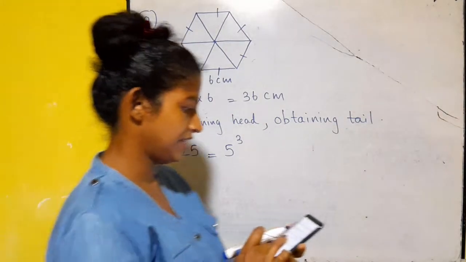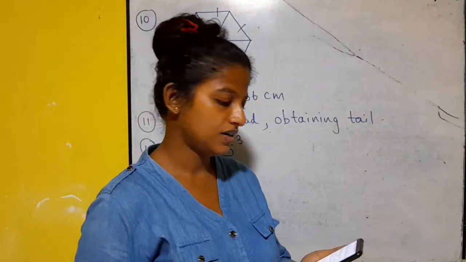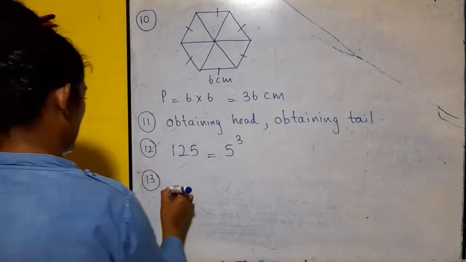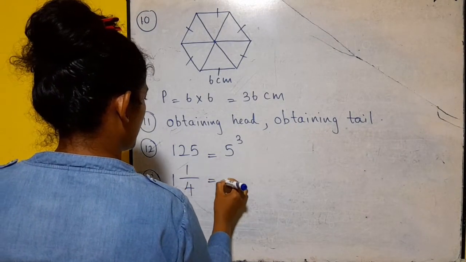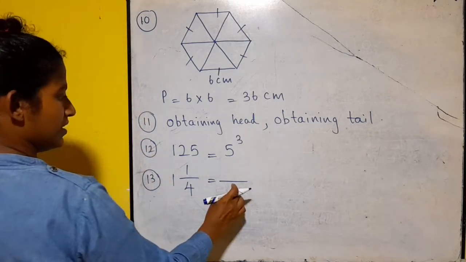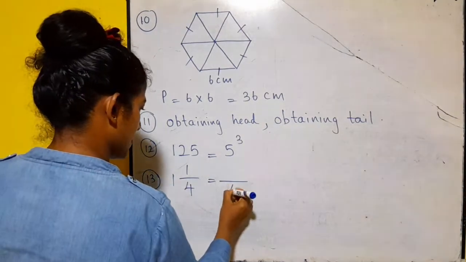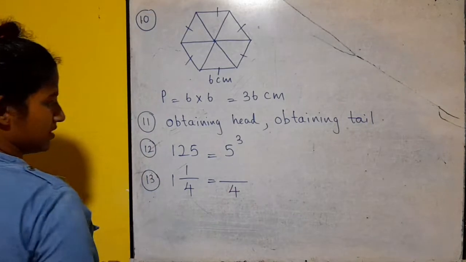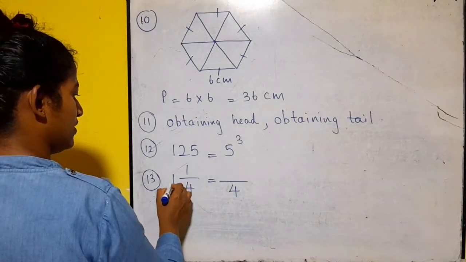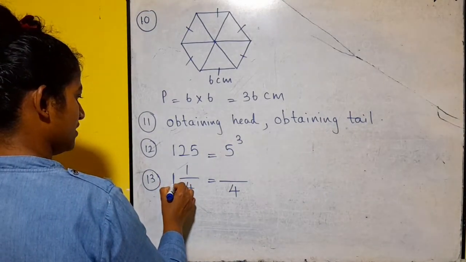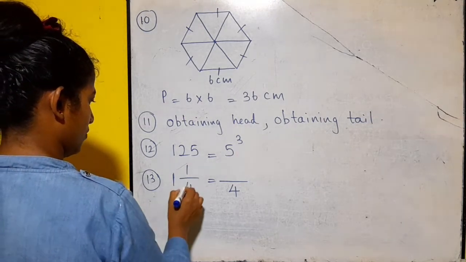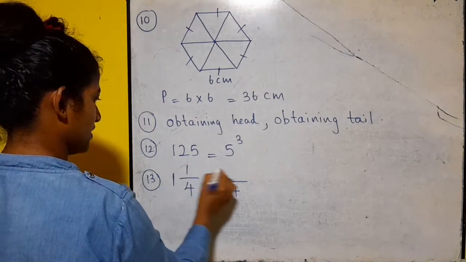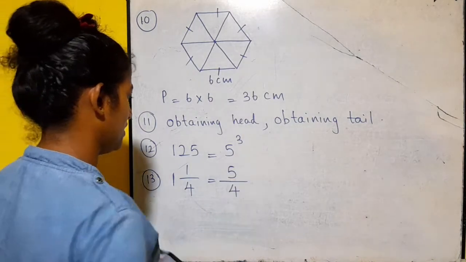Question number 13. Express 1 1/4 as an improper fraction. To convert this into an improper fraction, the denominator remains unchanged. Then the numerator is obtained by multiplying the whole number by the denominator and adding the numerator. 4 into 1 is 4. 4 plus 1 is 5. This is the answer.